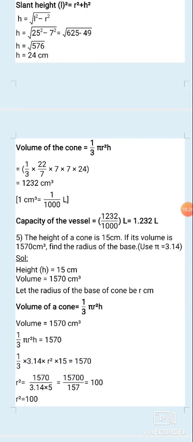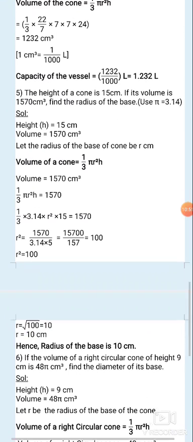Here what? Denominator 5. Now multiply by 100 in numerator and denominator to replace 3.14. Now after that you can cancel. At last what do we get? 100. R square is equal to 100. So what is the radius? Square root of 100, which is equal to 10.